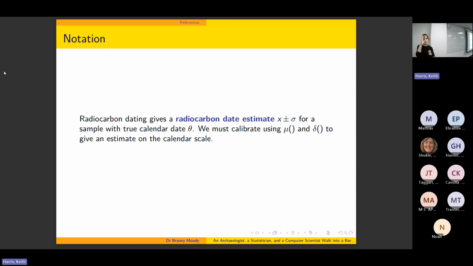So before I go on to talking about how we construct the model, just a quick reminder of the notation. For a given radiocarbon date estimate, so this is nothing to do with the curve now, this is a sample, and I've got an estimate from the lab. This is estimated to be X radiocarbon years old, plus or minus some error, sigma. And this sample will have a true calendar date theta. That's the goal, that's what we're trying to estimate. And then we're going to calibrate that using the calibration curve. And we've got the mu, which is the curve itself, and then the delta, which is the error on the curve that we have to account for.